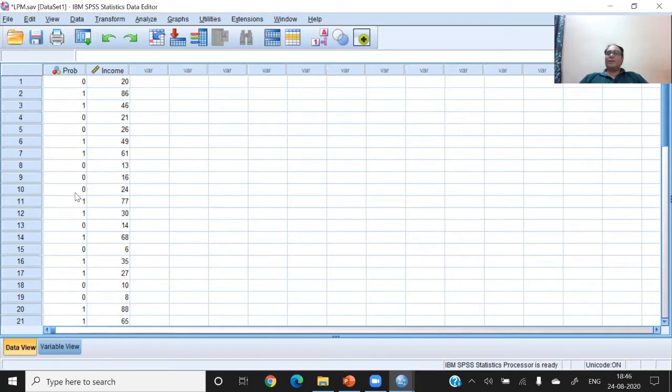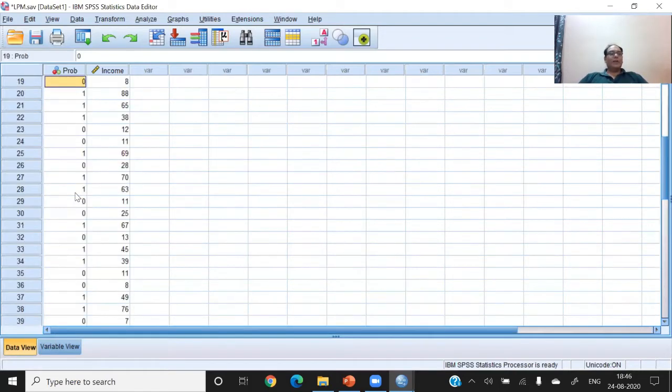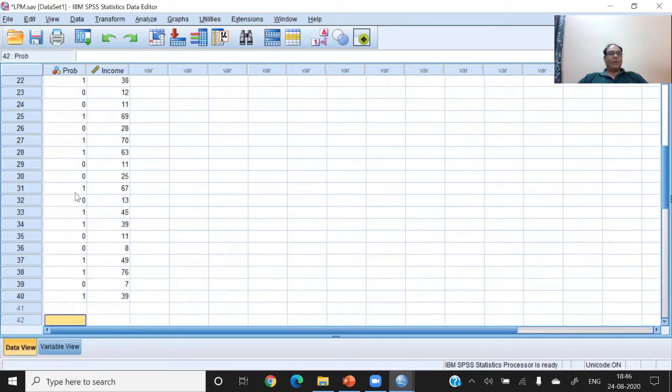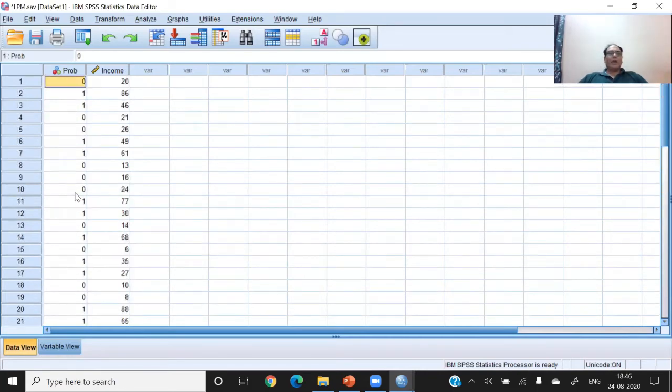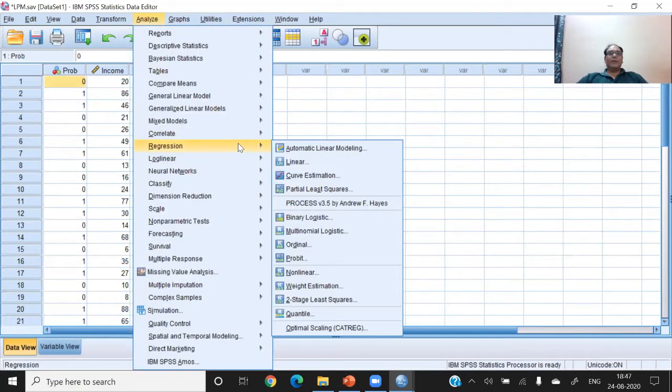So suppose data is collected from many people. In this case, we have data of, I think, 40 customers, and those who do not have a housing loan, we put 0, and those who have a housing loan, we put 1. And we are interested in finding out how much the monthly income of the customer influences the probability. This is the simplest model, and I am going to run it. Analyze, Regression, Linear. I'm just running the linear regression model on this data set.